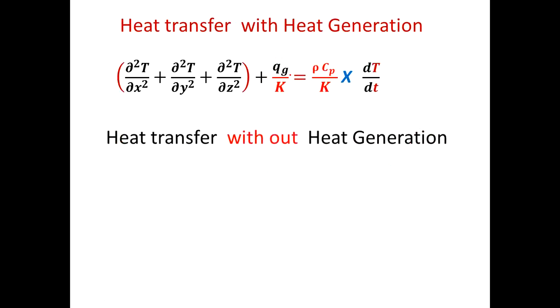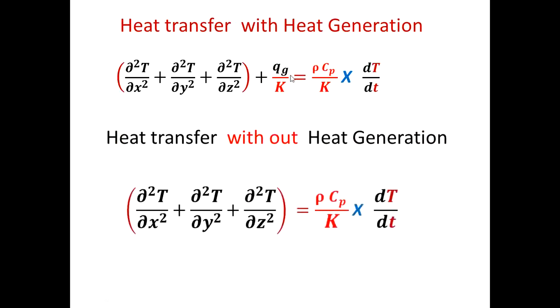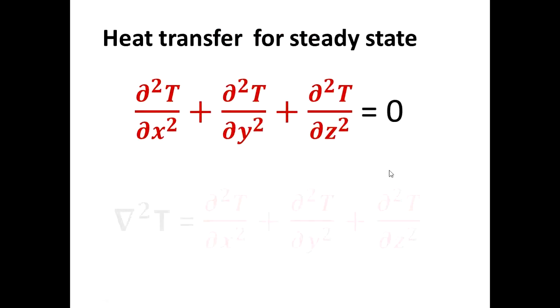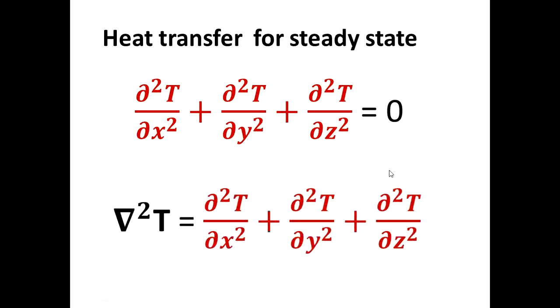Heat transfer without heat generation is directly this one. For steady state, what is steady state? Temperature variation with time should be equal to 0. They should not change. In the equation, for steady state, this term will become 0. Then it is the Laplace equation. We call this the Laplace equation.